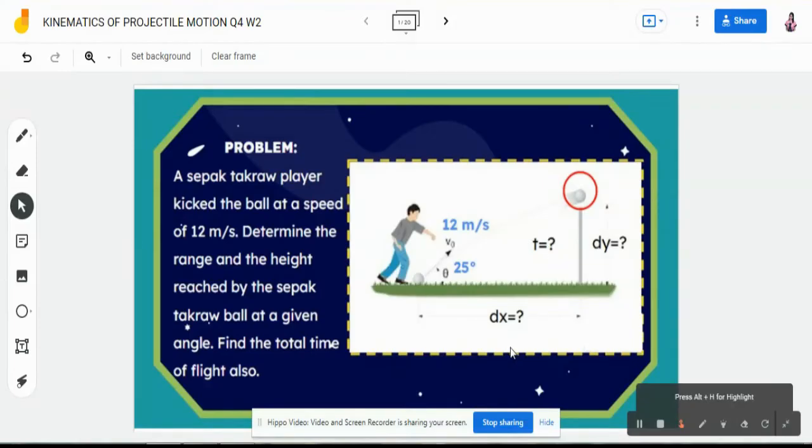Hello, good day everyone. So for today's video, pag-uusapan natin yung computation part sa inyong module 2, which is all about the kinematics of a projectile motion. So doon sa inyong module, meron tayong given problem, which is this one.